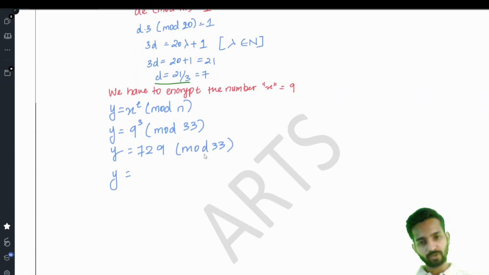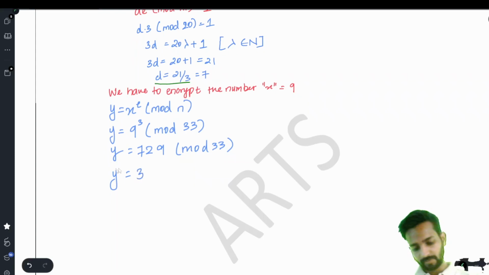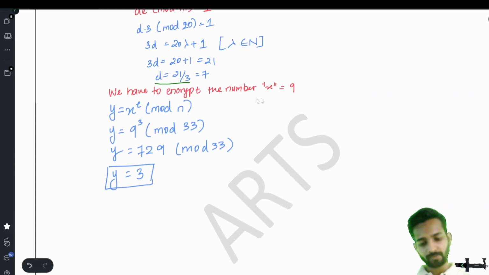You will divide 729 by 33. Whatever the remainder is there, that we have to write here. So I am writing the remainder will be 3. So y is equal to 3. Now after this, what you have to do? See, we have just encrypted the number x, which was 9, into 3.